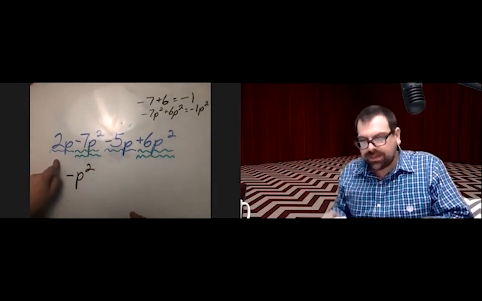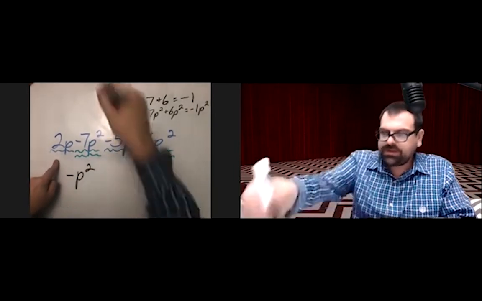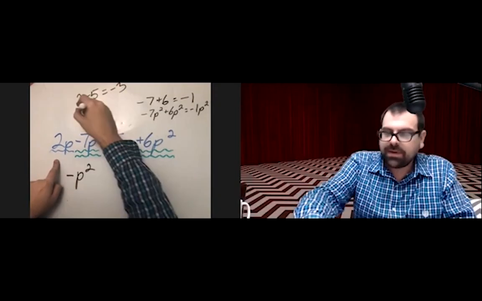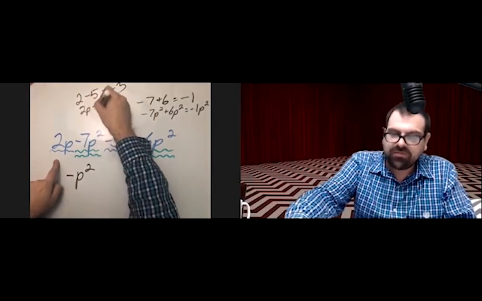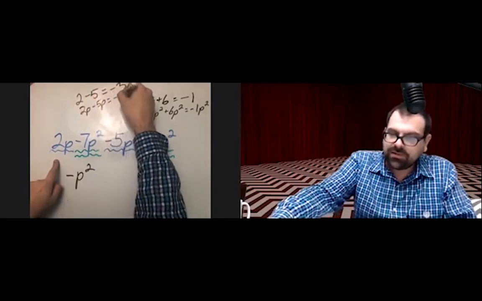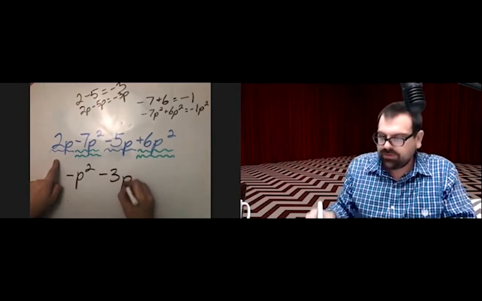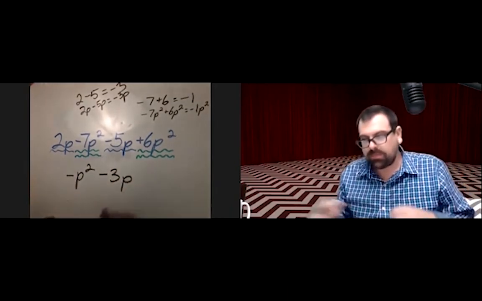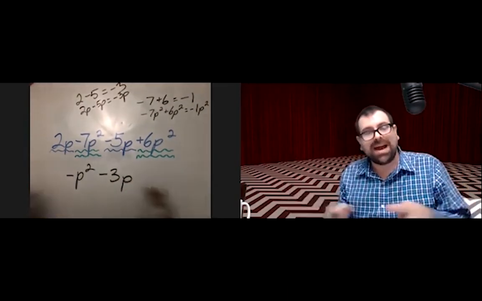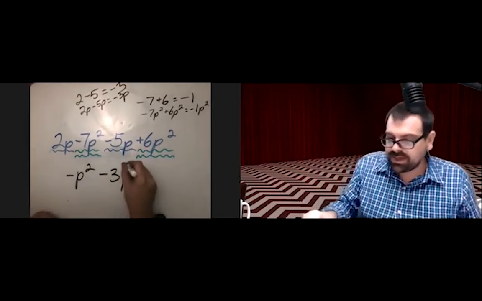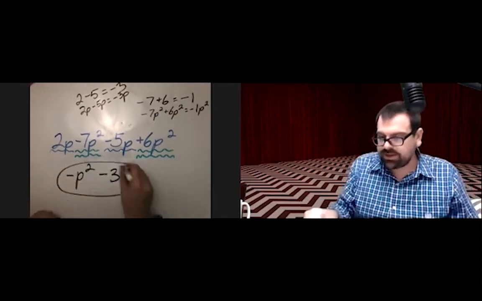And then 2p's minus 5p's. 2 minus 5 is negative 3. That means 2p minus 5p is negative 3p. And our negative becomes our minus. Remember, our positives and negatives, when we're combining like terms, they become our pluses and minuses that separate the terms of the final answer.